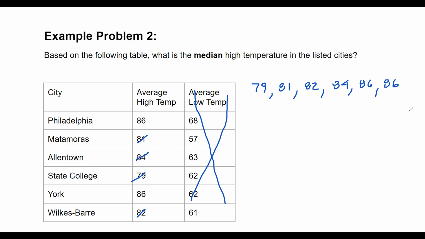Now we look for our middle. Where is the middle of our data set? Since we have an even number, we don't really have a middle. The middle is right here between 82 and 84. So we're going to take the average of those two. 82 plus 84 is 166. And we divide that by 2. And we get our median of 83. 83 is the number that's in the middle of that list.